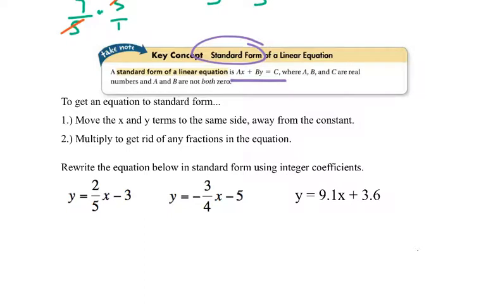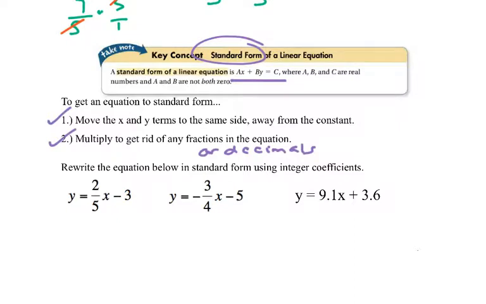So in our steps to get an equation to standard form, the first step is to move your x and y terms to the same side, away from that constant. And the second step is to multiply to get rid of any fractions in the equation. We're also going to get rid of any decimals. So we don't want any fractions or decimals left in our equation.